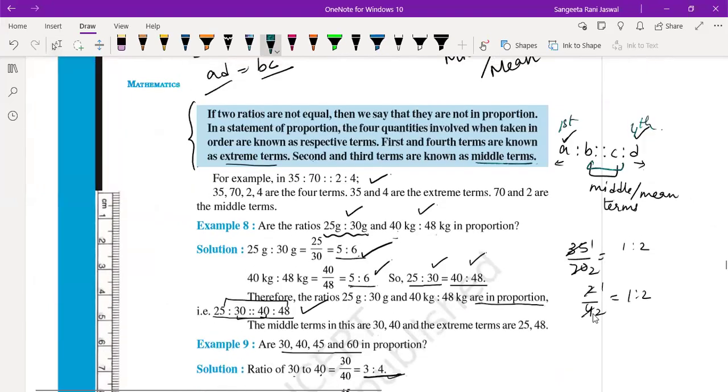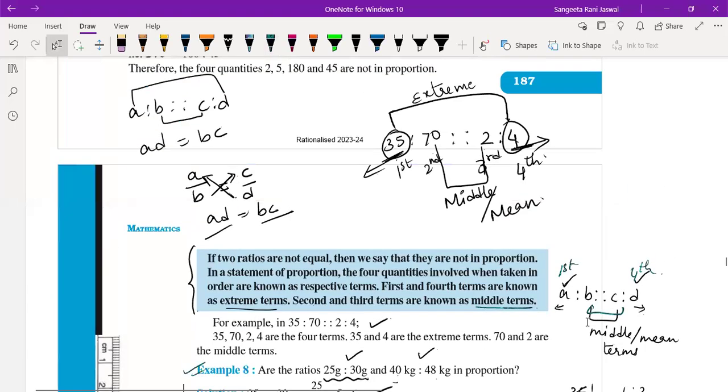Let's see this example. Are the ratios 25 grams is to 30 grams and 40 kgs is to 48 kgs in proportion? So just check out, are they in proportion, Neha? Don't look at the solution, just do your own. Yes, ma'am. Do it on your own. Just check whether they are in proportion or not.